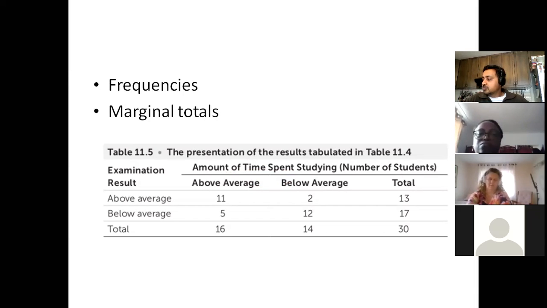Now, when data is completely tabulated in research papers, this is the way the data looks. We had a total of 30 students, correct? The number of students who spent above average time studying was a total of 16. How did they score? Well, of the 16, 11 scored above average marks and 5 scored below average. Of the students who studied below average hours, there were a total of 14. 12 of them, perhaps as a result of studying less, got lower marks, and 2 of them actually got above average marks.